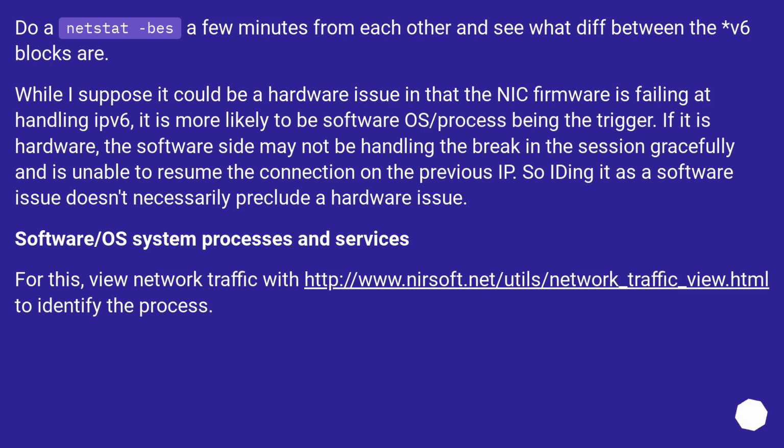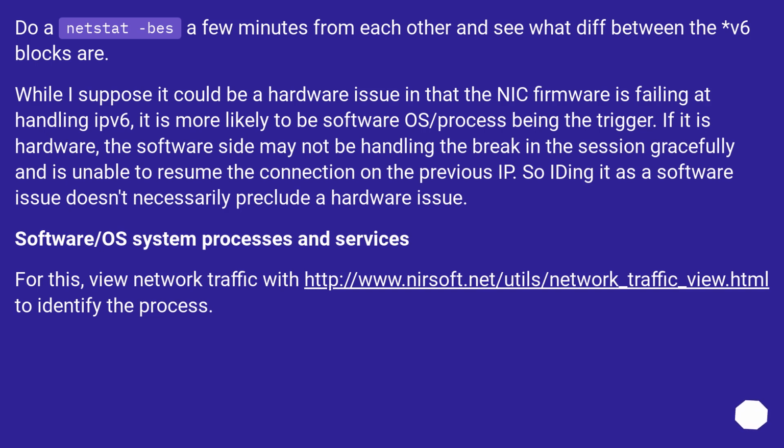Do a netstat a few minutes apart from each other and see what differs between the v6 blocks. While I suppose it could be a hardware issue in that the NIC firmware is failing at handling IPv6, it is more likely to be software, the OS or a process, being the trigger. If it is hardware, the software side may not be handling the break in the session gracefully and is unable to resume the connection on the previous IP. So identifying it as a software issue doesn't necessarily preclude a hardware issue.